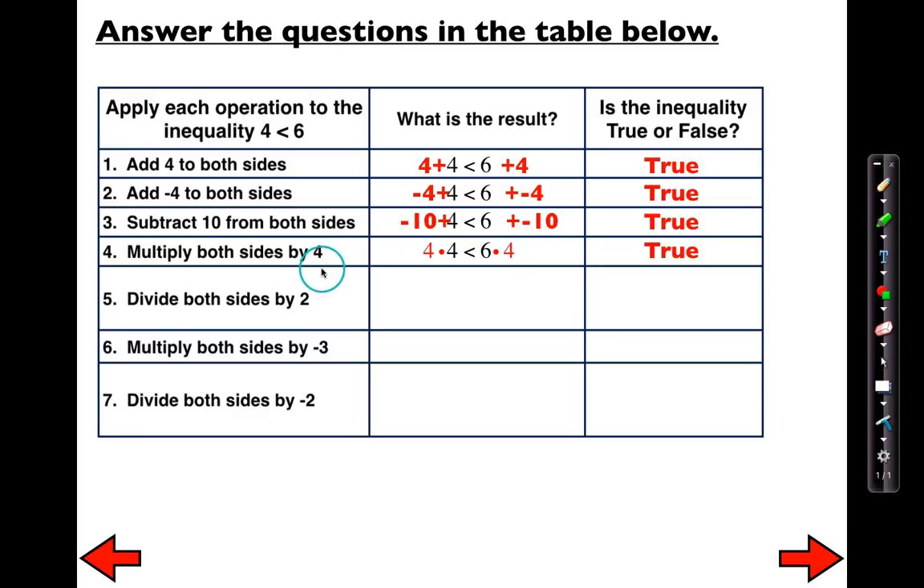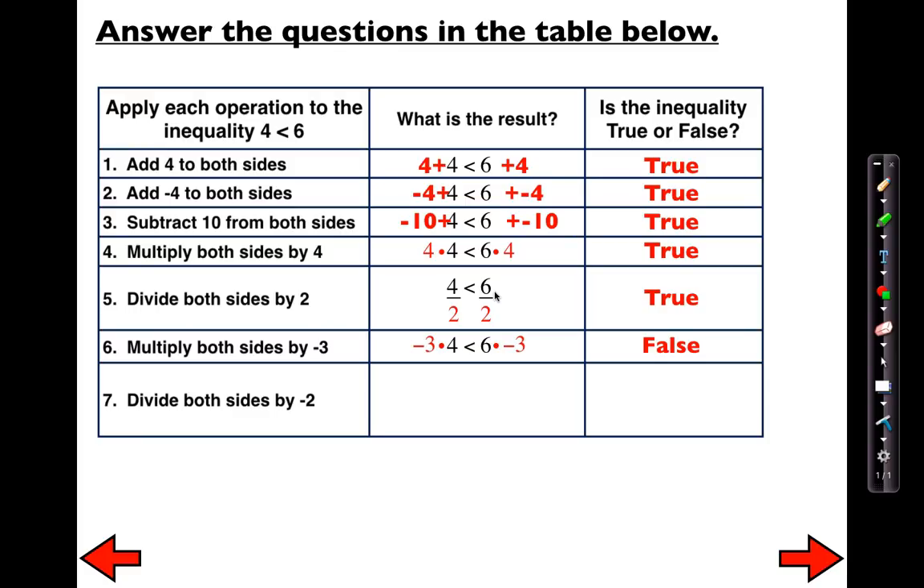Number 5, divide both sides by 2. So here we have 4 is less than 6. We're going to divide both sides by 2, leaving us with 2 is less than 3. Is that true? Yes. So again, that's true. Now let's take a look at number 6. Starting with 4 is less than 6. We're going to multiply both sides by negative 3. That's going to give us negative 12 is less than negative 18. That's actually false. That is not true. A negative 12 is not less than a negative 18.